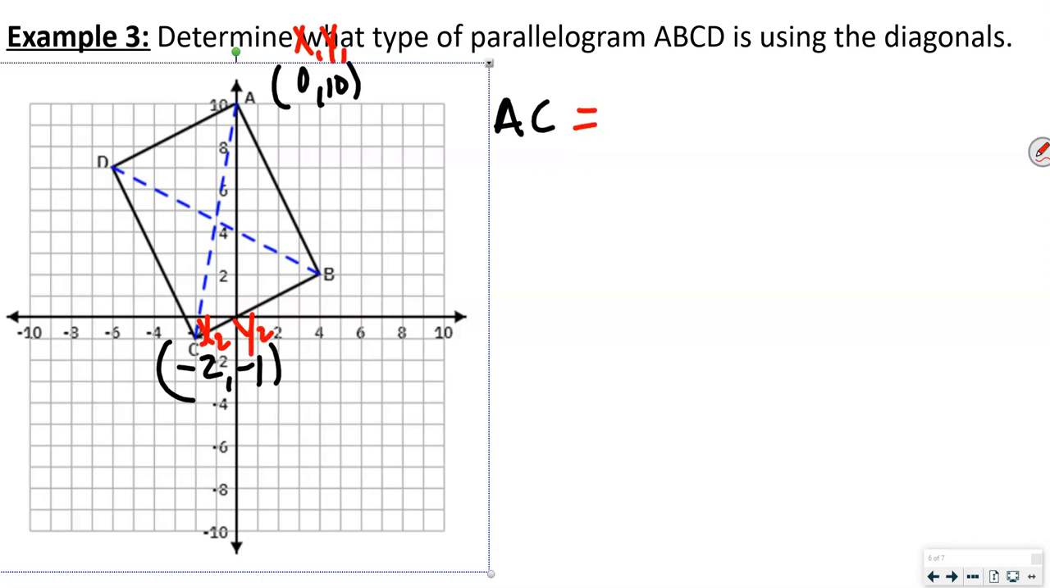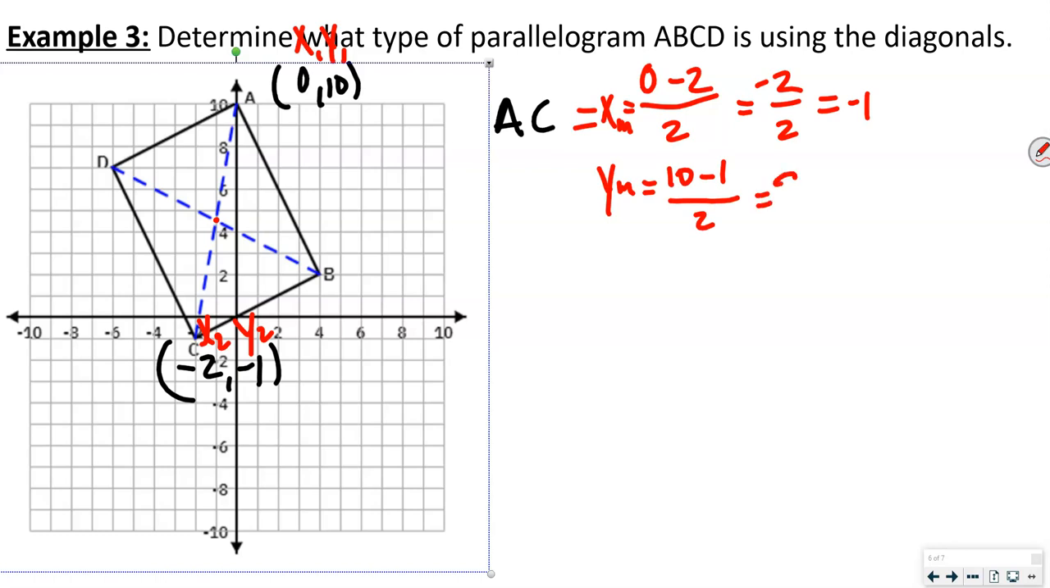So when I do this, I'm going to do 0 minus 2 divided by 2. That's negative 2 divided by 2, which is negative 1. And that's where it looks like it is, right? Right there's our midpoint. Y'all see it? Okay. So then we're going to find the y value. So that was our x value, xm. So now we're going to find our ym. So it's going to be 10 minus 1 divided by 2. That's 9 divided by 2, so that's 4.5.